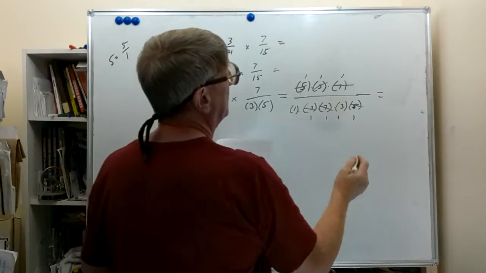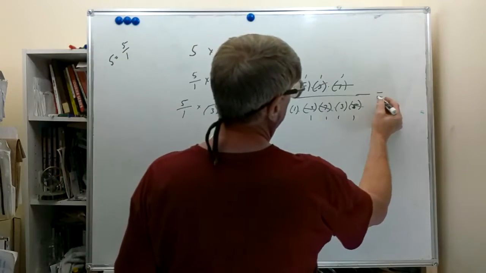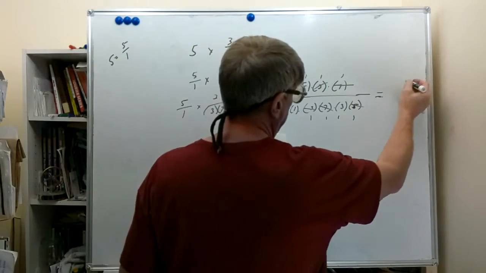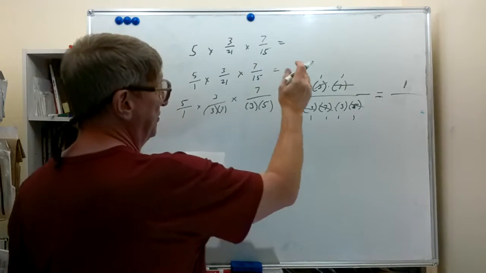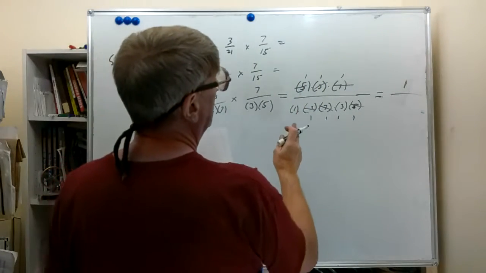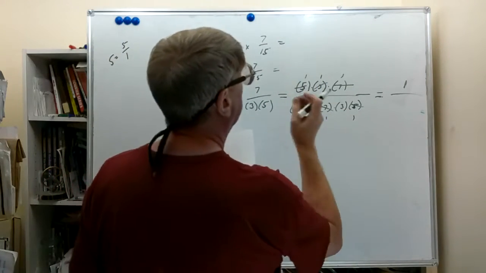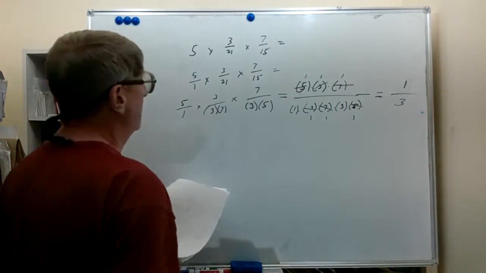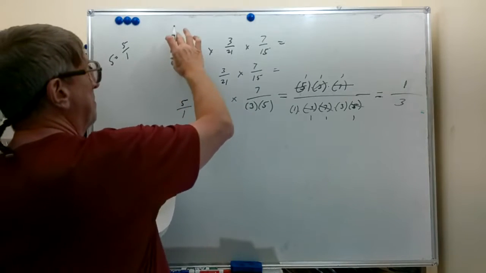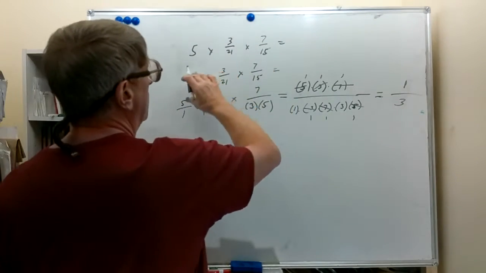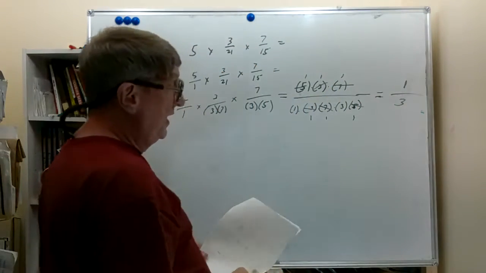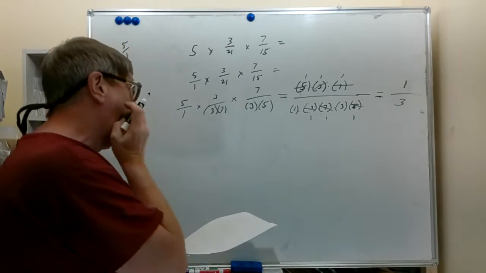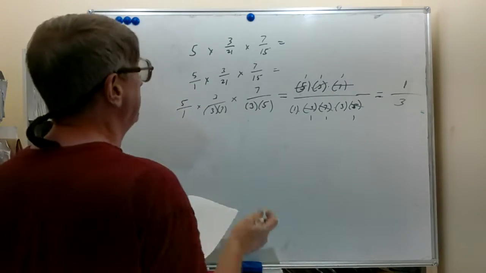We got a bunch of 1s top and bottom. Well, so what's the top? 1 times 1 times 1 is 1. That's the numerator. What's the denominator? 1 times 1 times 1 times 3 is 3. So lo and behold, this fraction, when we multiplied this multiplication problem out and simplified it, became 1/3.